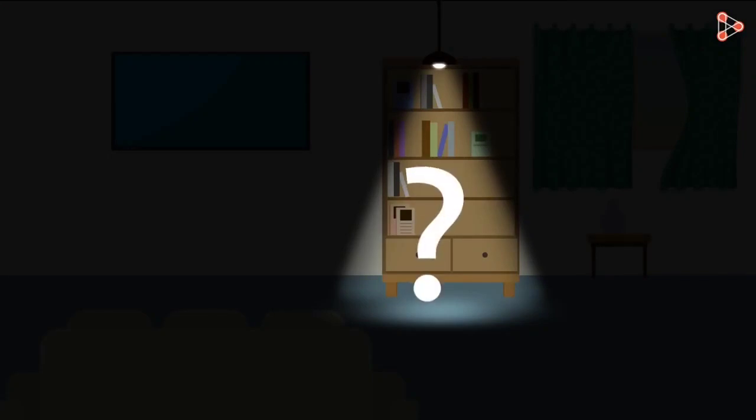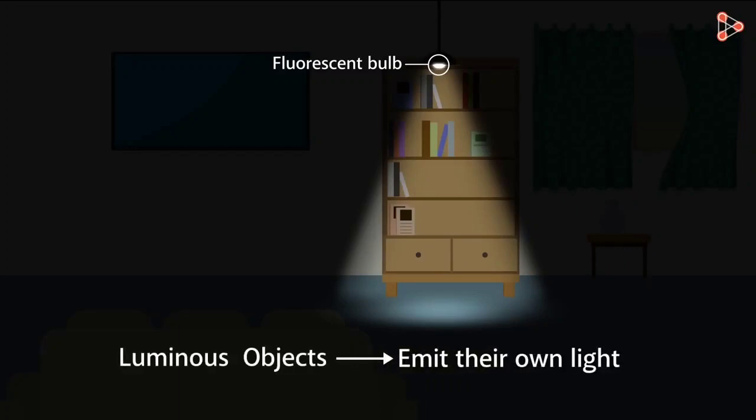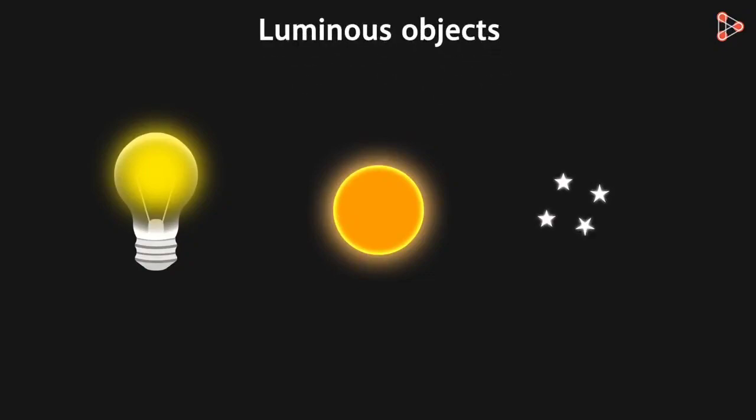But where is this light coming from? This light is coming from this source, which is a fluorescent bulb. You see that this bulb is emitting its own light. The objects which emit their own light are called luminous objects. Can you give me any other examples? An incandescent light bulb, the sun, and the stars are also luminous objects.